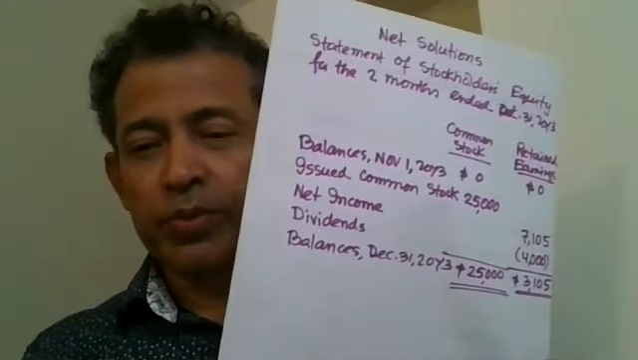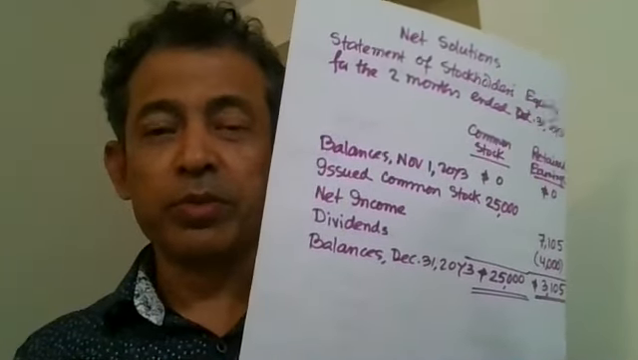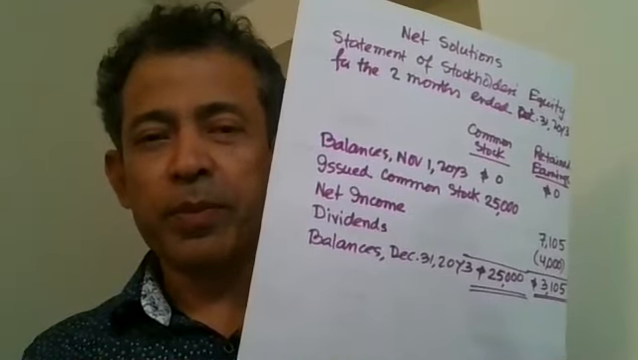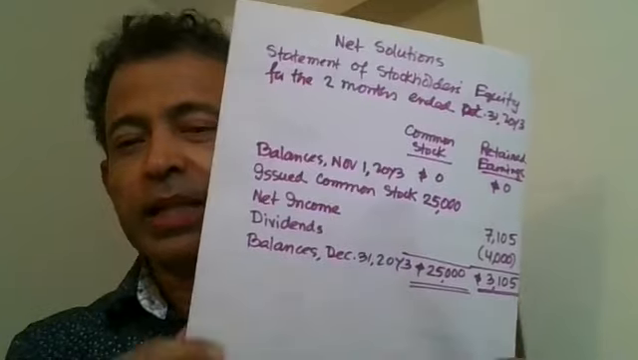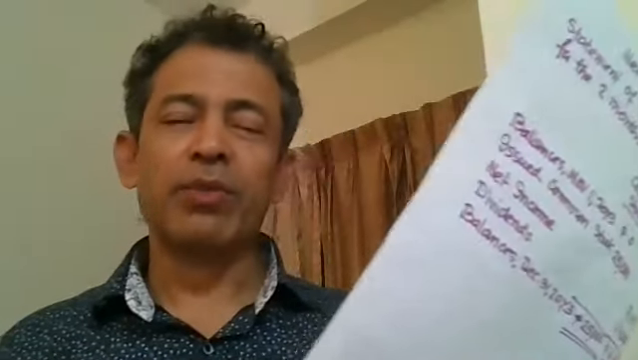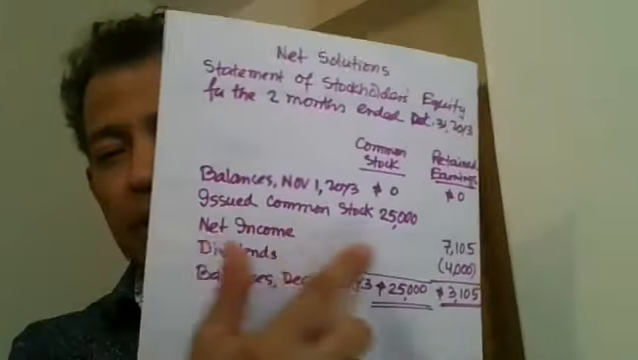So we have two sources of equity, or two forms of equity here. One was common stock and the other one was retained earnings. So let's have the two columns. And then for each column, you start with the beginning balance. Where do you find the beginning balance? You'll find the beginning balance in the trial balance. All right. So bring the beginning balances.